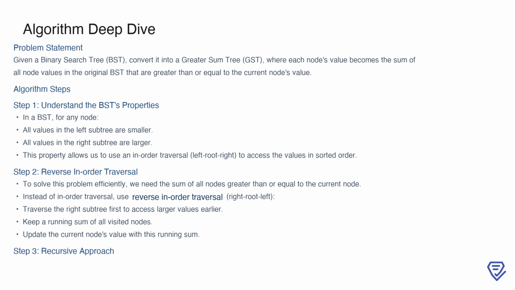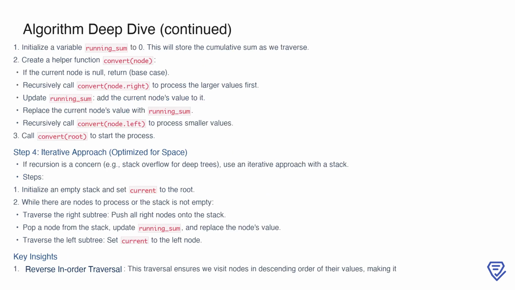the tree. To translate the reverse-in-order traversal approach into an algorithm, we start by initializing a variable called running_sum to 0. This will keep track of the cumulative sum of the nodes we've processed so far. Next, we define a helper function called convert that takes a node as input. If the node is null, we simply return, signaling the base case of our recursion. Otherwise, we first process the right subtree by calling convert on node.right. This ensures we handle the larger values first.